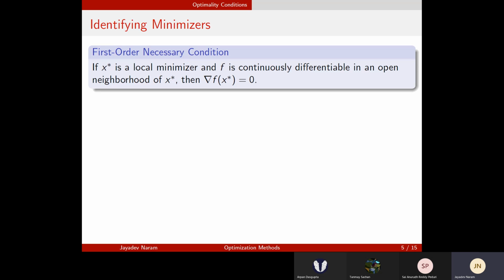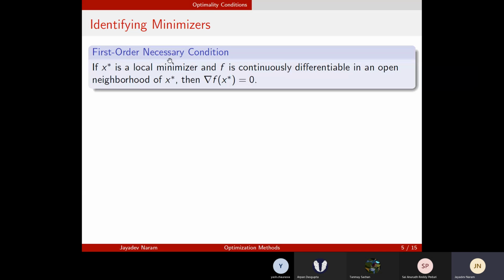identifying, when we come across a minimizer, a local minimizer or global minimizer, how do we actually identify that? We only have the knowledge of the function values at some points. Whatever points we have traversed, only at those points will we have the function value. So with that knowledge, how do you actually identify that a point is a local minimizer or a global minimizer? These are some tools from calculus that we will need.